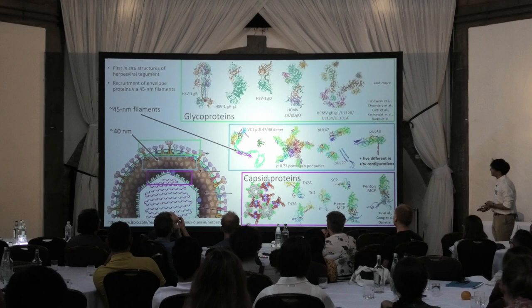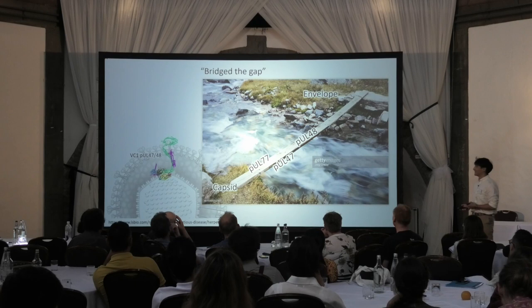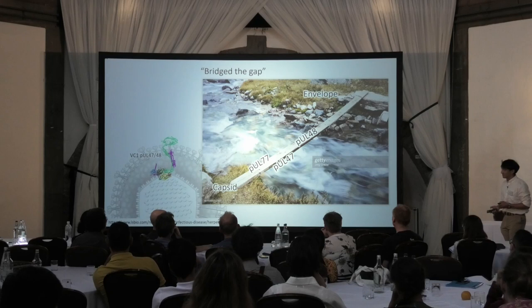And so we can think of this as slowly bridging the gap. It's a very tenuous bridge right now, but we like to think of it as the first plank across this gap between the capsid and the envelope. And in the future, there are many more proteins that also facilitate this bridging of the gap, which we would like to study.